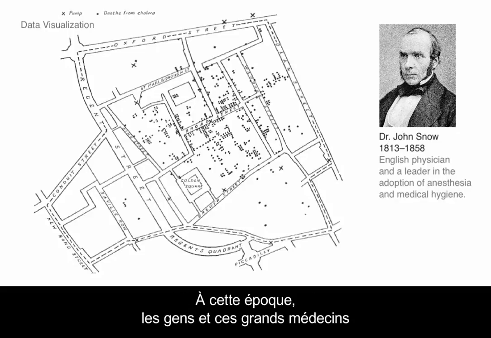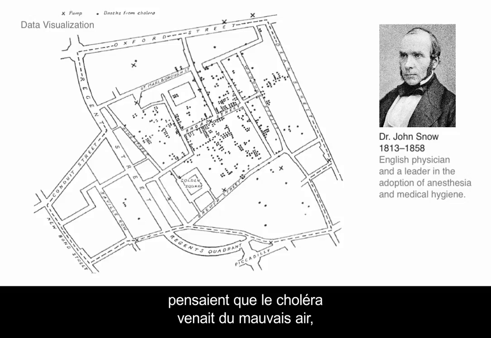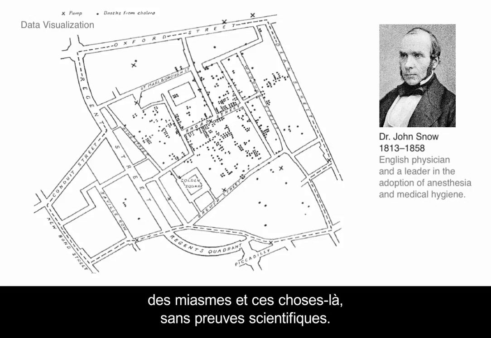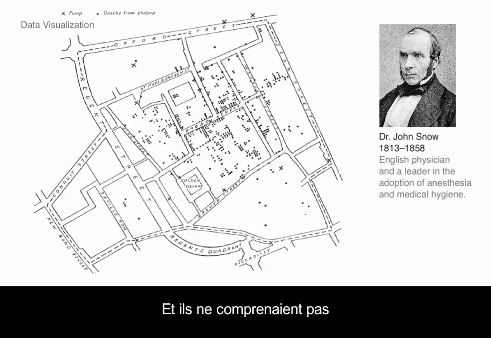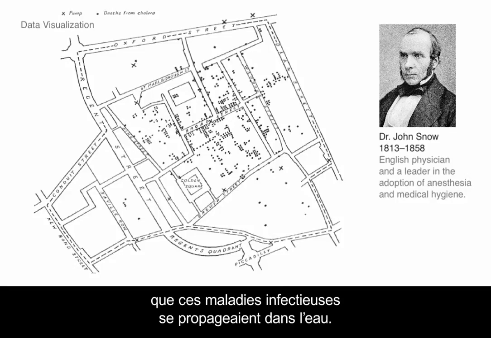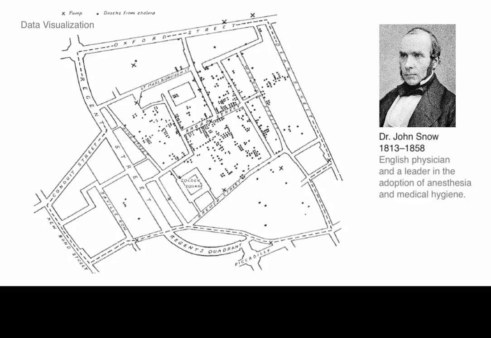So at that point, these brilliant physicians thought that cholera was spread by bad air and miasma and all these other things with no basis in science. They didn't understand that a lot of these infectious diseases were waterborne. So what did John Snow do?